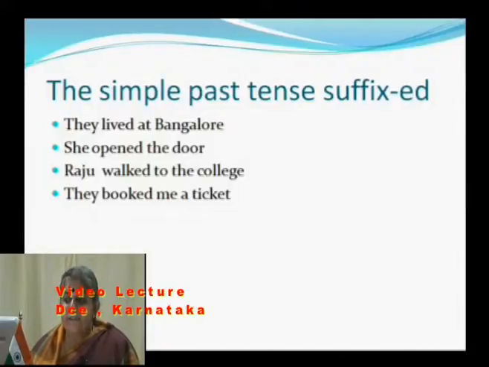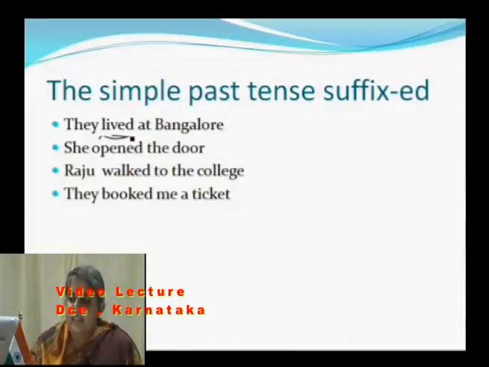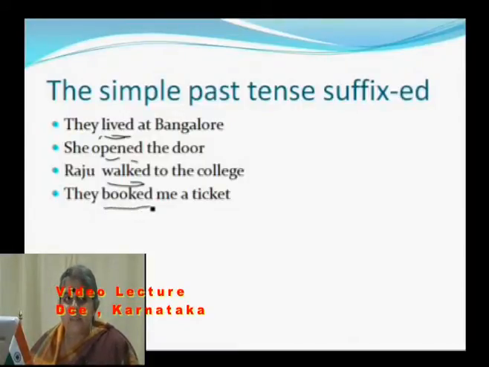First, let us identify the verb. Lived is a verb in the first sentence. Opened is a verb in the second sentence. Walked is a verb in the third sentence. Booked is a verb in the fourth sentence. Here, I have said simple past tense takes the suffix ed.